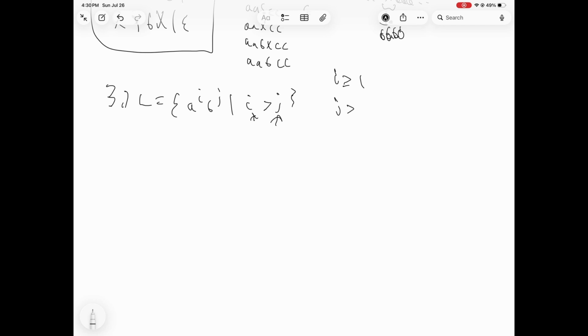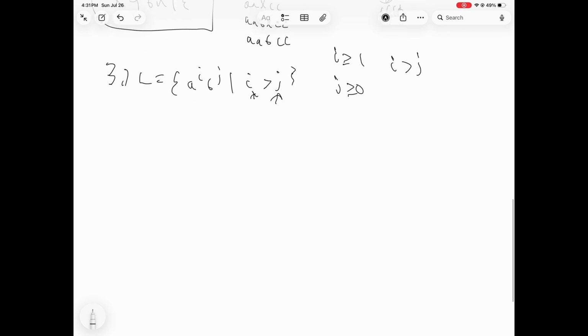And J is greater than or equal to 0, and I is greater than J. Because if I is greater than J and J is 0, I cannot be 0. So the least count of I we could have is 1. The least count of J is 0. Okay? Keep this in mind. So this one's a little bit strange because I must be greater than J. So we need to keep track of that somehow. They're going to be right next to each other.